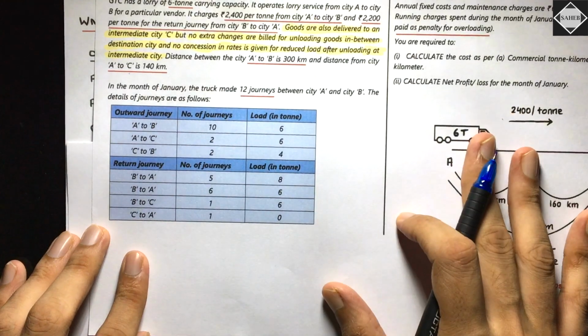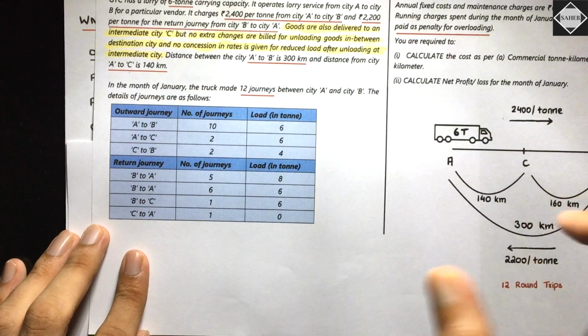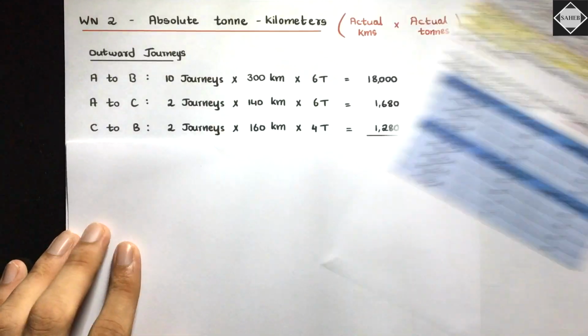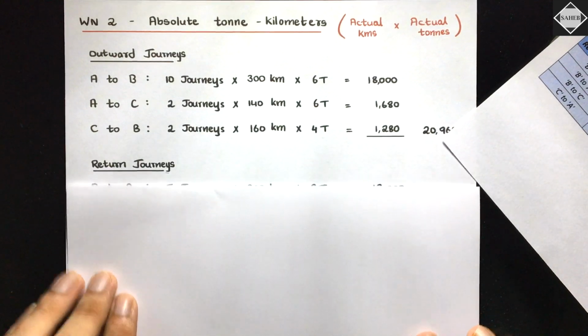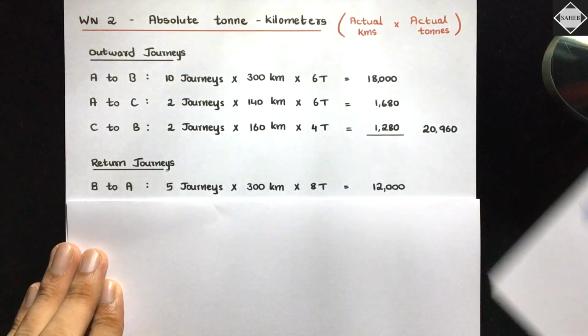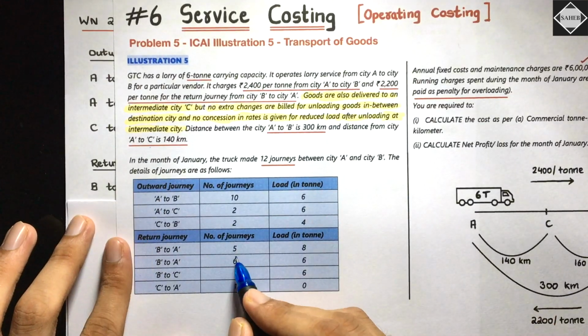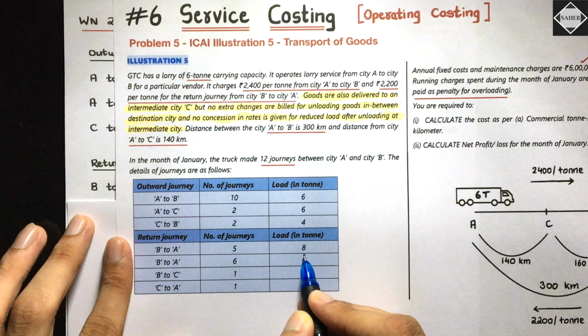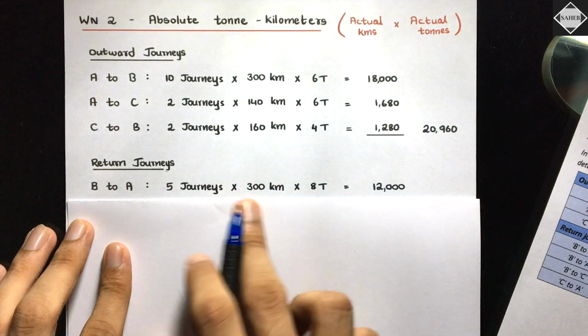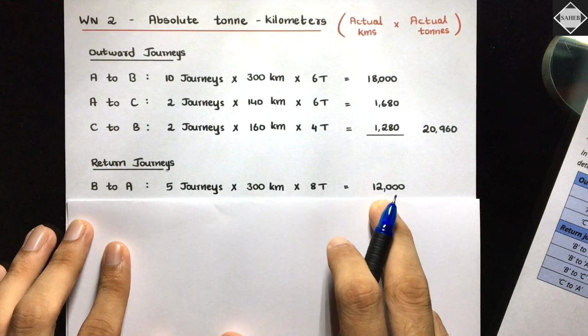You have to just exclude that, or you can show the calculation, it will be 0 only. Okay, right. So see here, return journeys. B to A, we are coming back. Now we have to understand. B to A, 300 kilometer only. How many journeys? 5 journeys. The load is 8, right? So see, 5 into 300 into 8, that's 12,000. Clear? Next, again B to A.